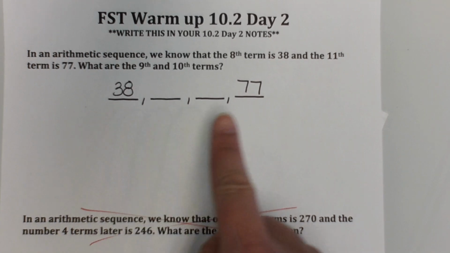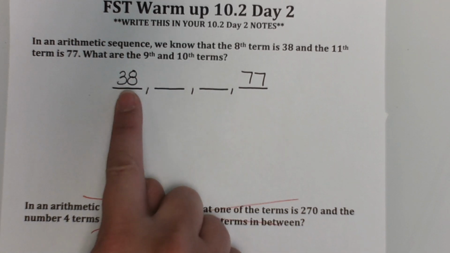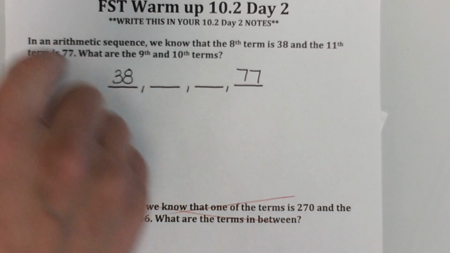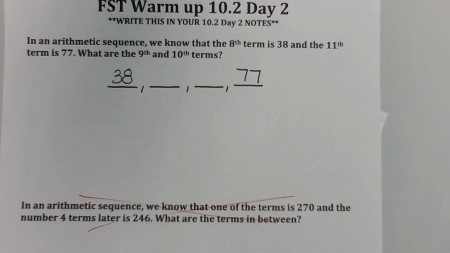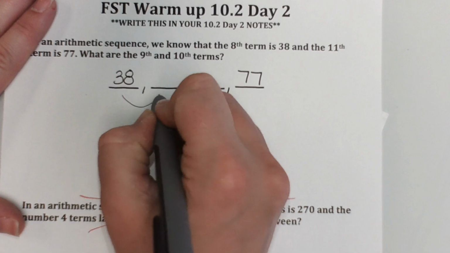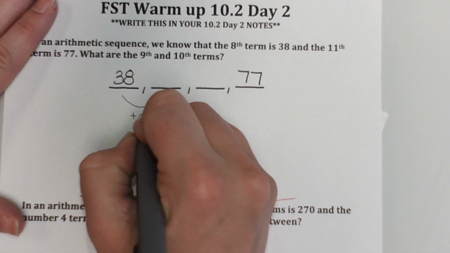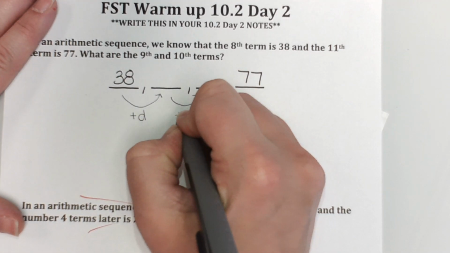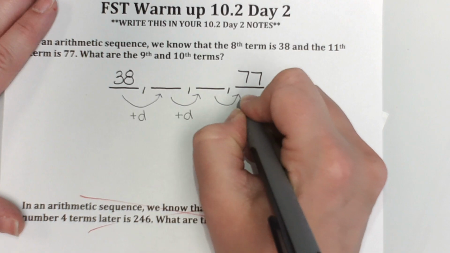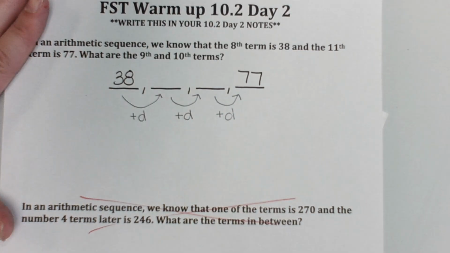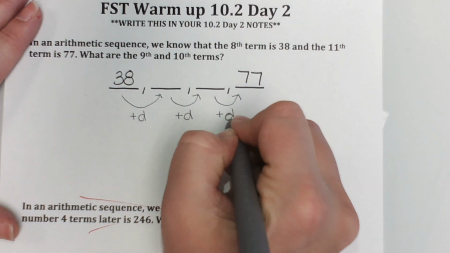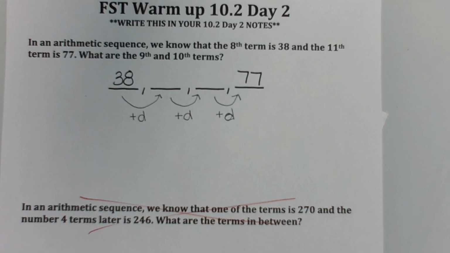This one's the 8th, this one's the 11th. How do we go from term to term in an arithmetic sequence? Oh, come on, we just said this. How do we go from here to here? Add whatever d is. Once I gave you that hint, how did you go about attempting this problem?